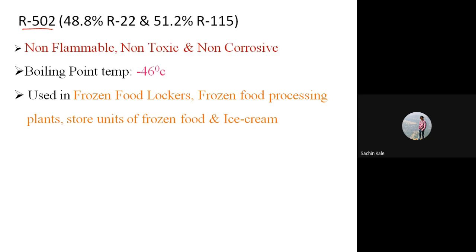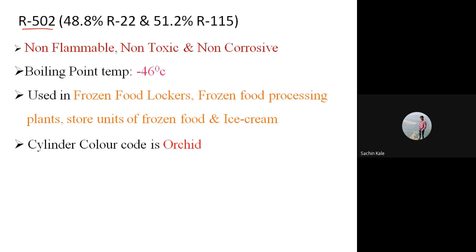And the cylinder color code of R502 is orchid. You might know that there is a flower called orchid. Whatever color that flower has, that color is called orchid color. So R502 will be stored in a cylinder which has the color code orchid.